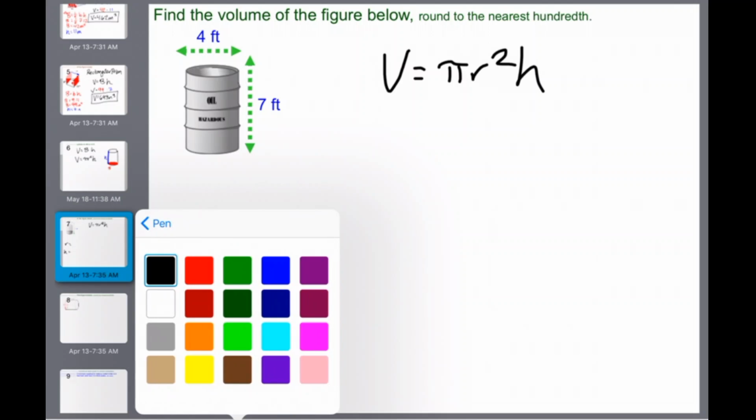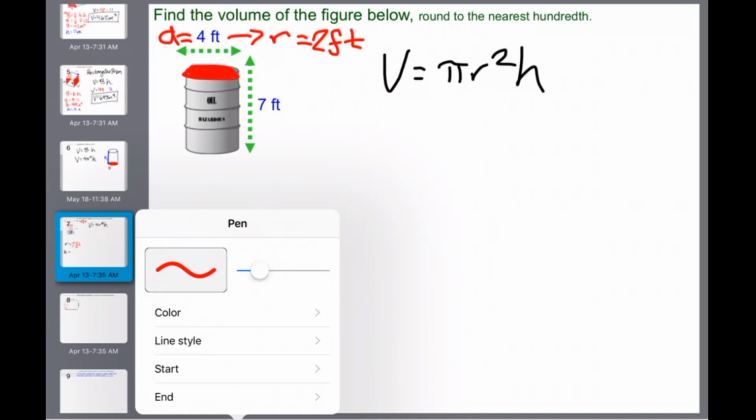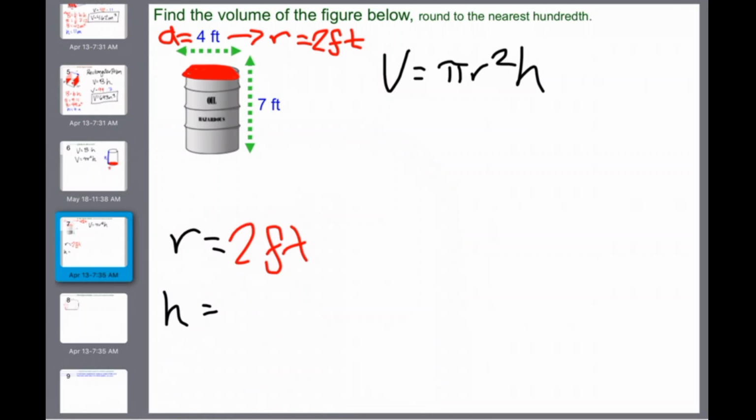Alright, so taking a look at our cylinder, we have our base is the circle. So we have the diameter is 4 feet, so that means that the radius is going to be 2 feet to help us find our area. Next, we have the height of our cylinder. It's just the distance that the circular bases are apart. So we have that's 7 feet.